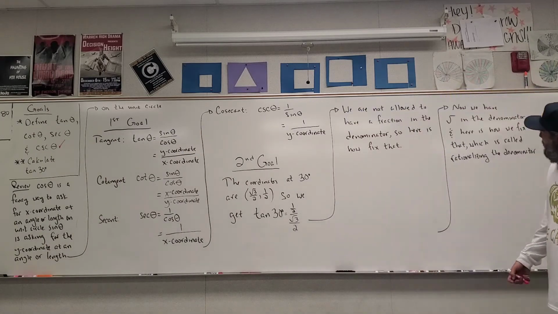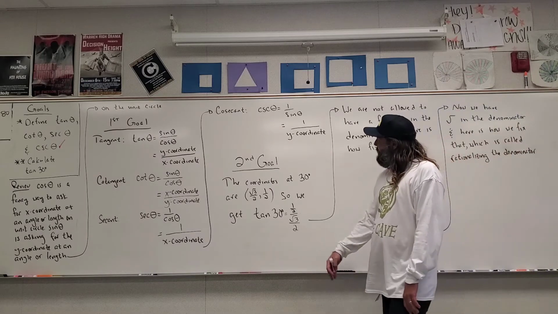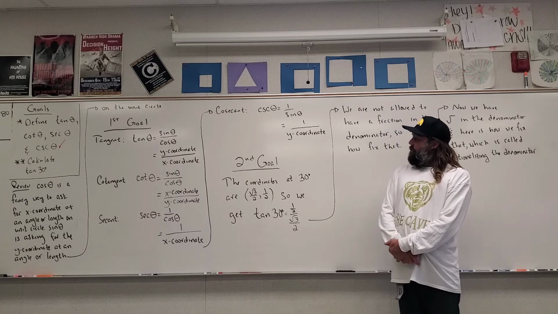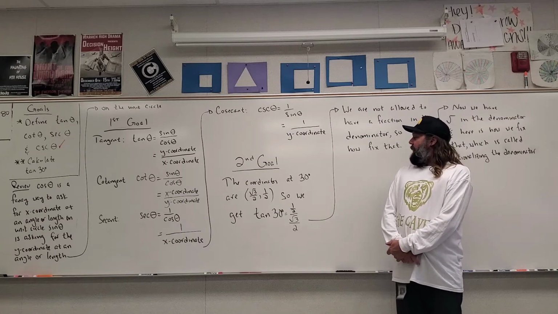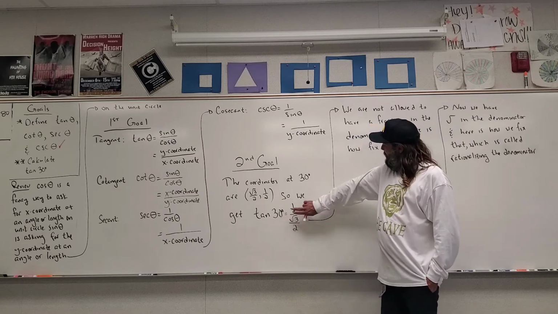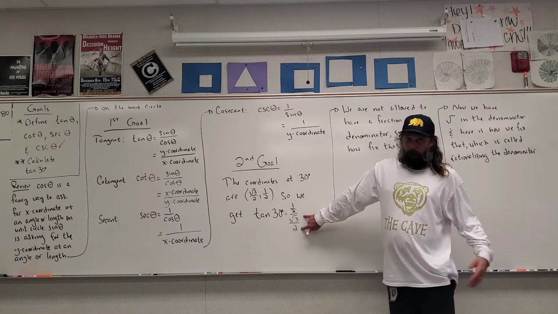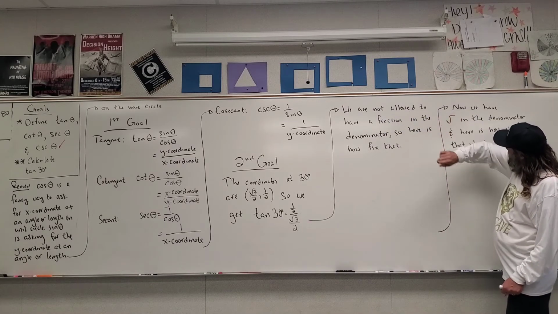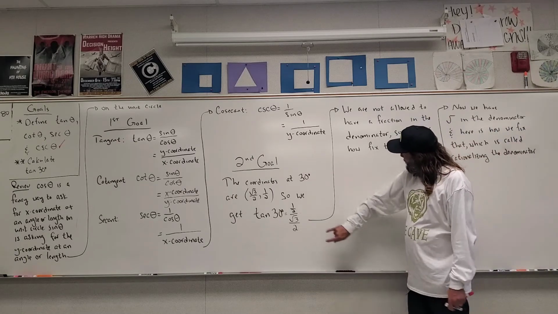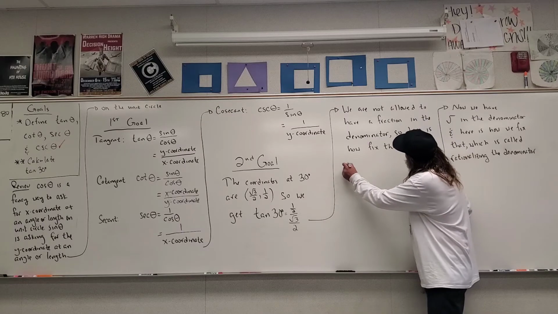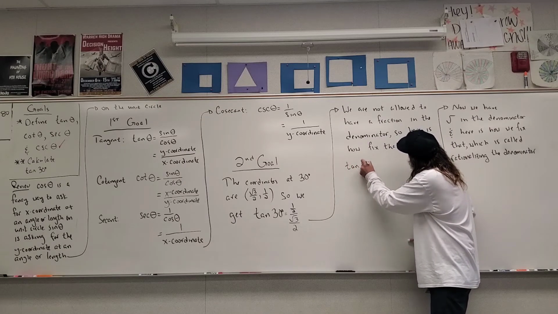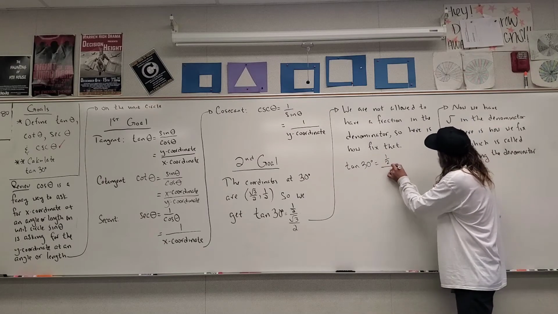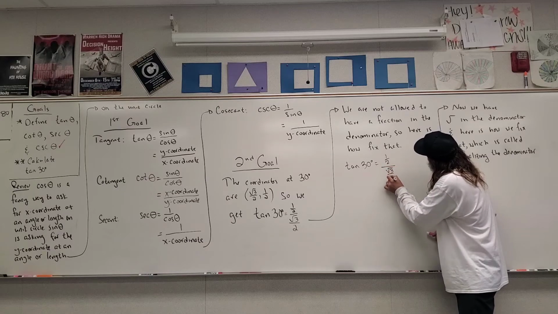All right, next goal, second goal. Let's calculate the tangent of 30 degrees. So the coordinates at 30 degrees are square root of 3 over 2 and 1/2. So we get tangent of 30 is equal to the y-coordinate divided by the x-coordinate. Pretty simple to set up, but we are not allowed to have a fraction in the denominator, so here's how we're going to fix that. So tangent of 30 degrees is equal to the y-coordinate at that angle divided by the x-coordinate at that angle.